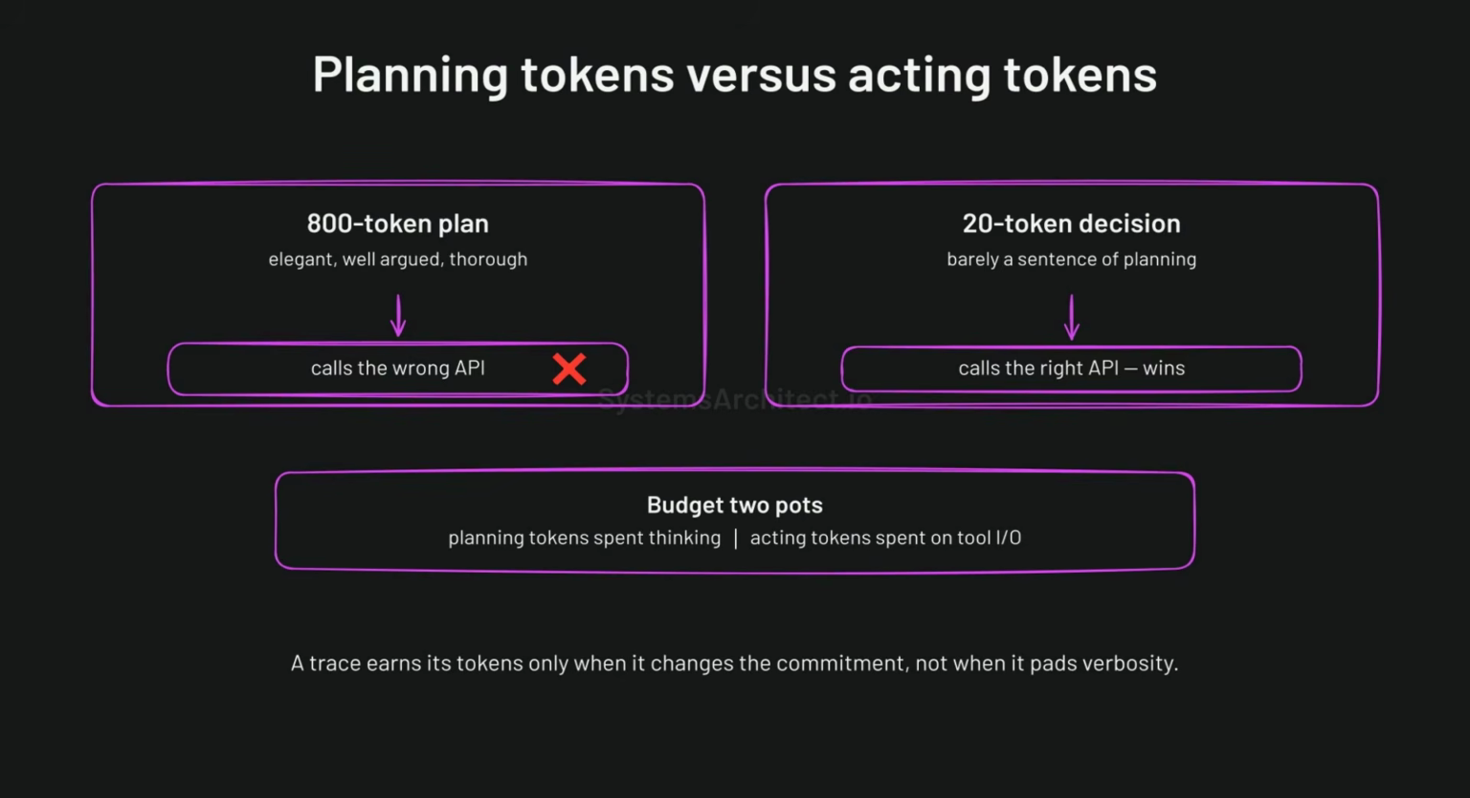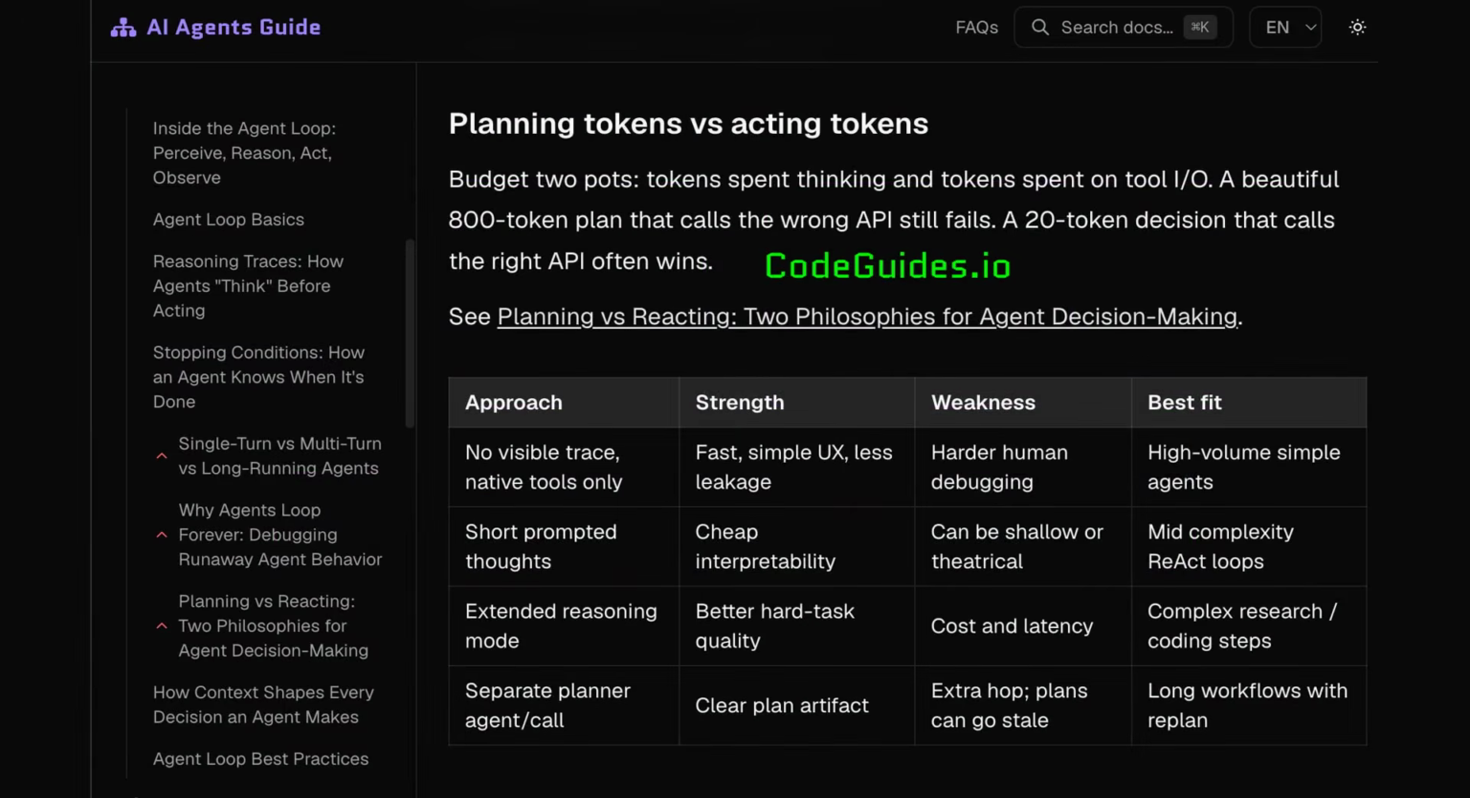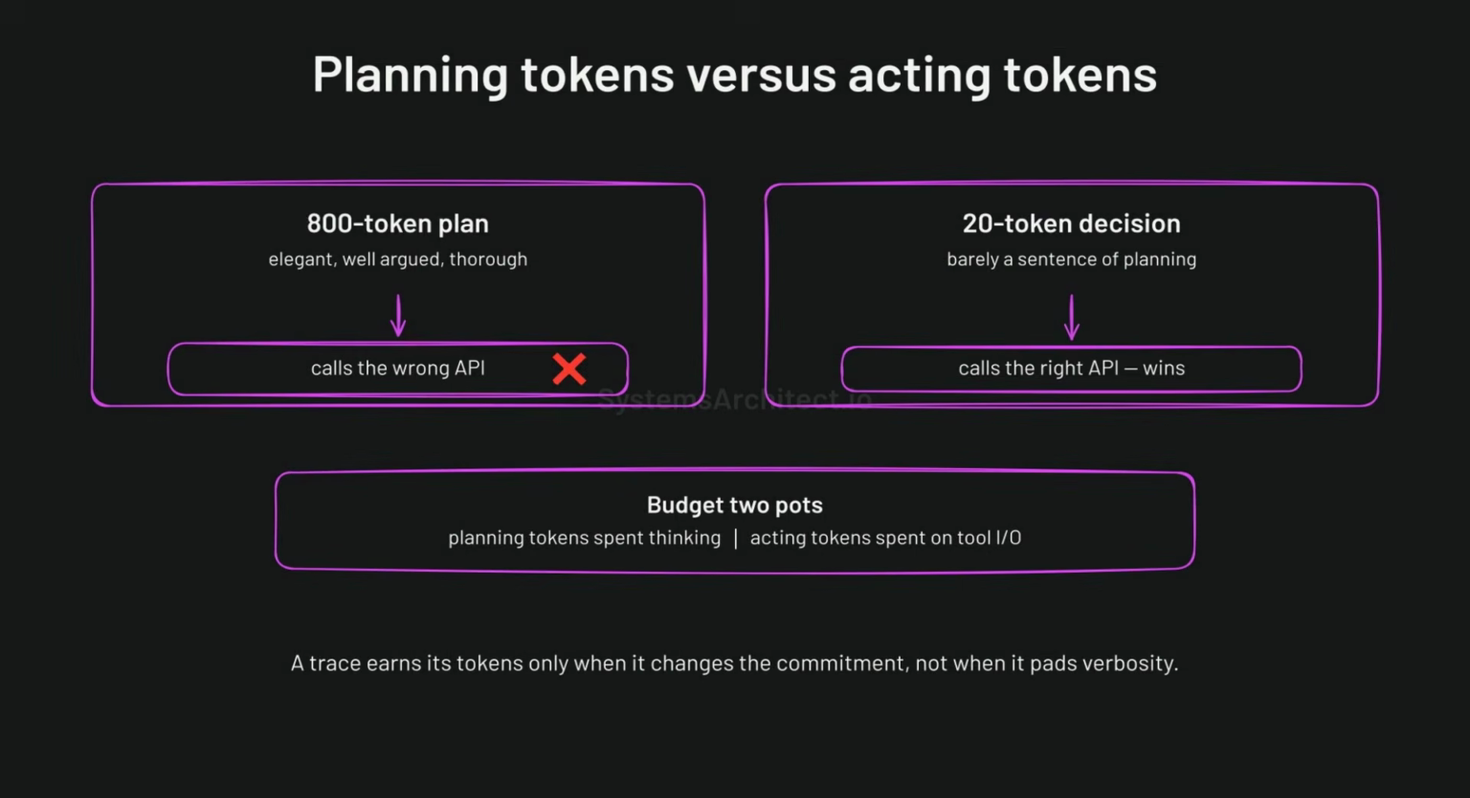Budget two pots: planning tokens spent thinking and acting tokens spent on tool I/O. An elegant 800 token plan that calls the wrong API still fails. A 20 token decision that calls the right API often wins. Traces help multi-step tool choice only when they change the commitment, not when they pad verbosity.